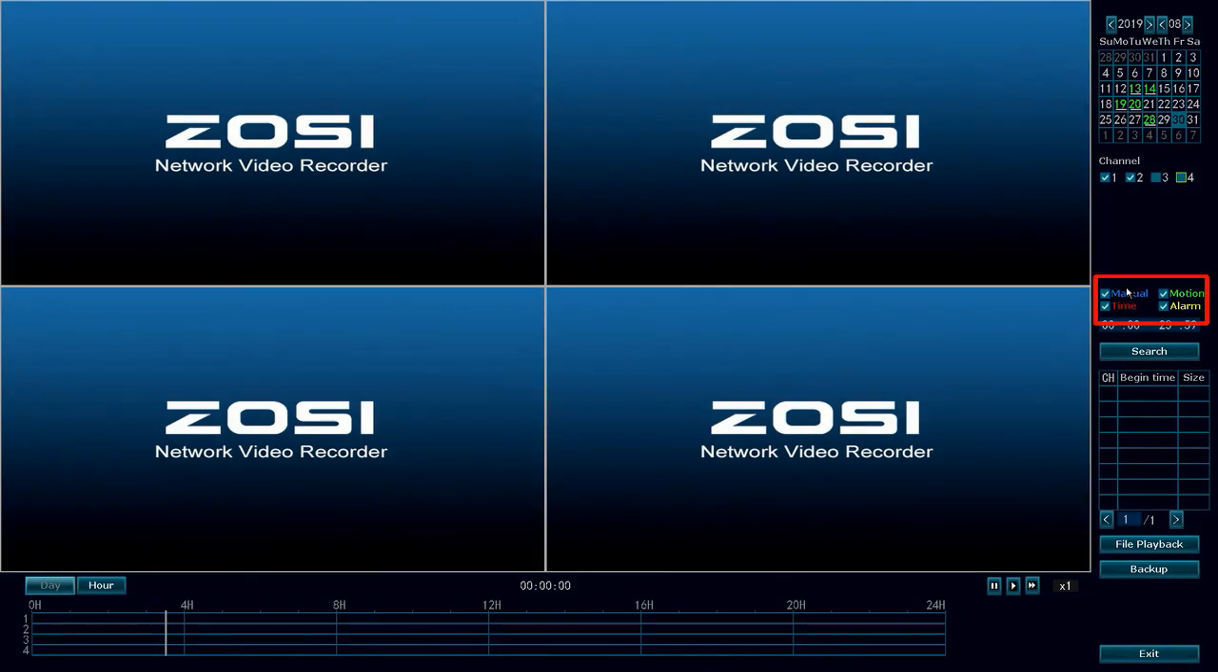You can determine the type of footage that you'd like to search for by selecting the manual, motion, time, or alarm options. We're only going to be searching for time recordings.